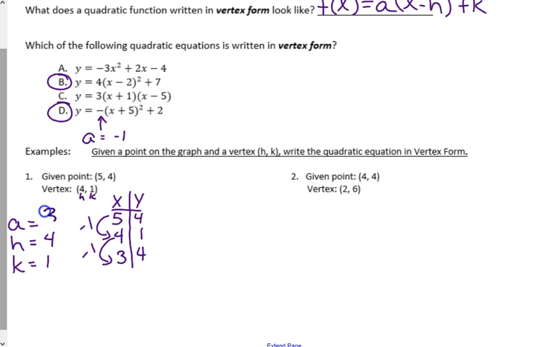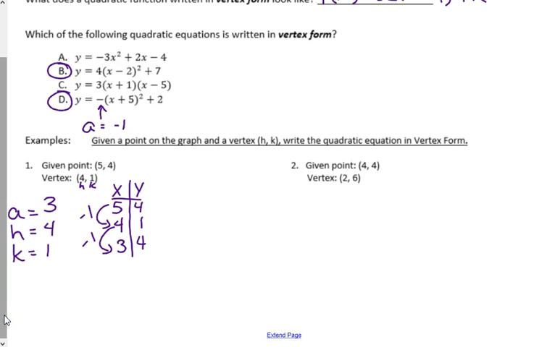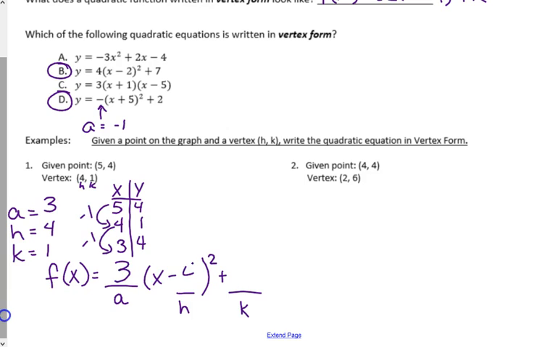So I'm going to put that on my list. And then all I'm going to do is plug these 3 values into my formula. So we had f of x is equal to a times (x minus h) squared plus k. And so our a is 3, h is 4, k is 1. And that's all we needed to do there.